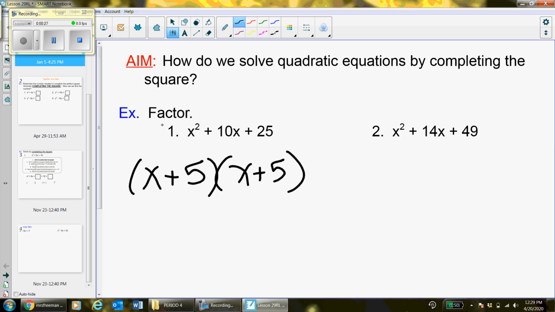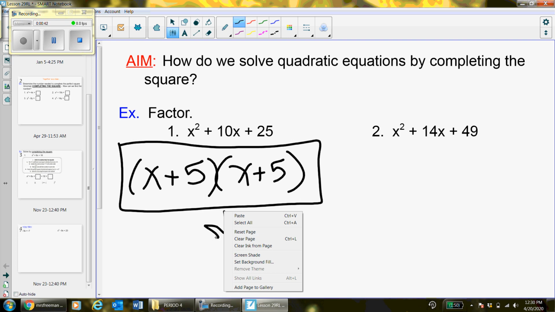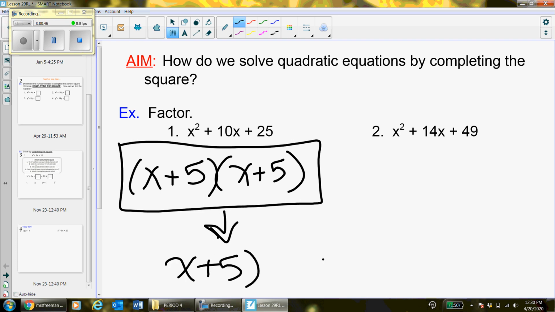It doesn't say solve, so there's no equal 0. So this is what it looks like in factored form. Or you could do x plus 5 squared. So again, your answer can also be written as x plus 5 squared. Okay, and that's what we have here.